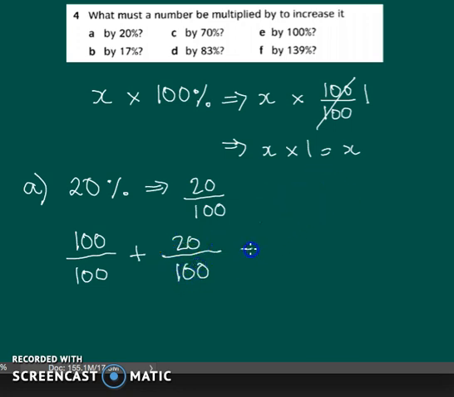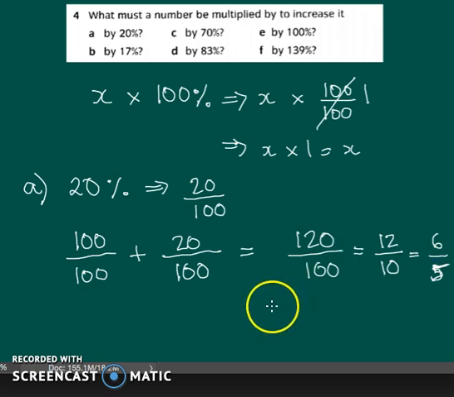So we can add these two together to make 120 over 100, and we can simplify this by dividing both by tens, which gives us 12 over 10, and we can further simplify to get 6 over 5. So if you wanted to increase a number by 20%, you would just go ahead and multiply it by 6 over 5.